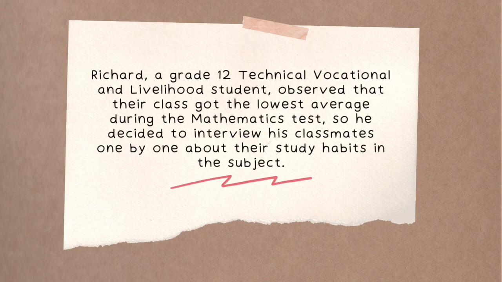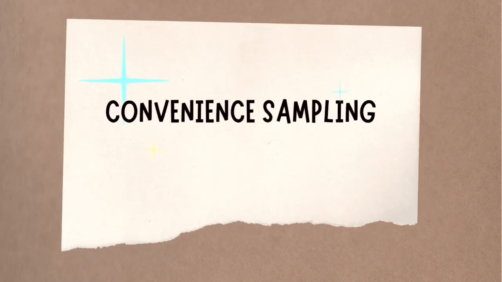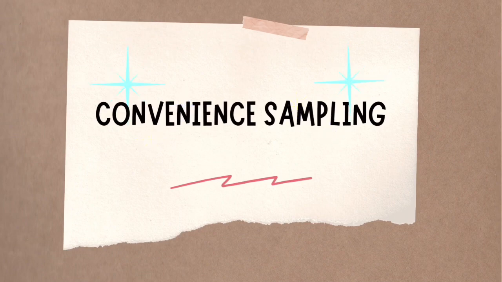Richard, a grade 12 technical, vocational, and livelihood student, observed that their class got the lowest average during the mathematics test. So he decided to interview his classmates one by one about their study habits in the subject. Can you guess the non-probability sampling type Richard used? That's correct. He used convenience sampling.